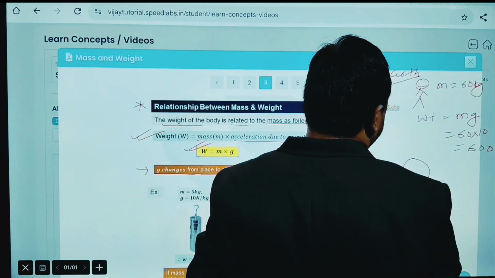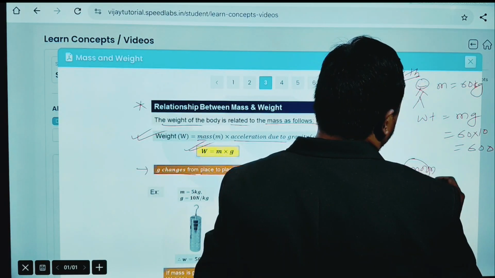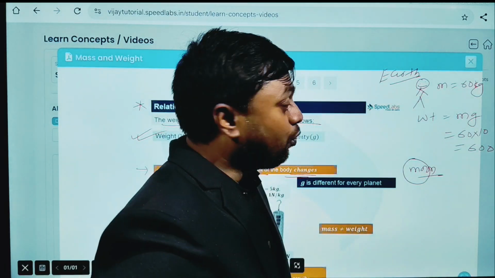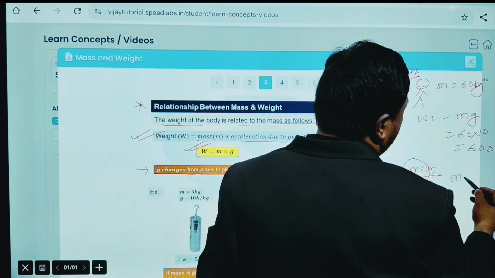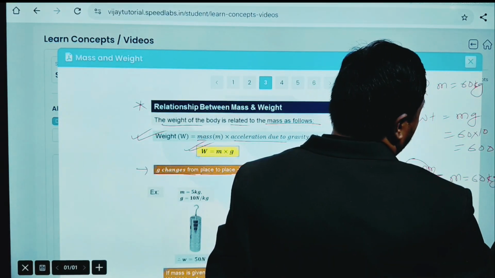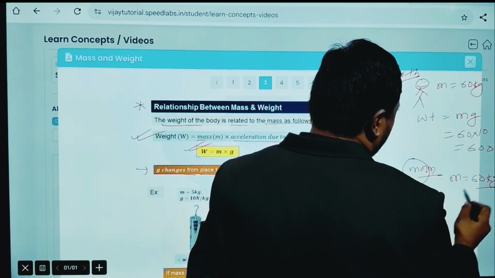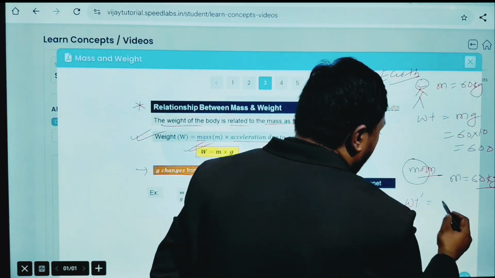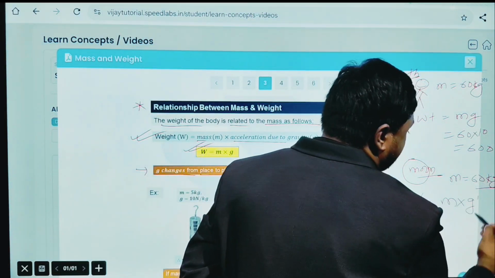Now whenever the person is sent to the moon, let's say the person went to the moon. So what will be his mass? Mass will be 60 kg only, remember. But what is his weight? The new weight will be mass into acceleration due to gravity, G dash.